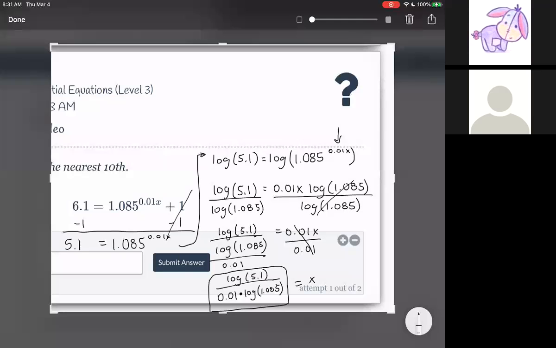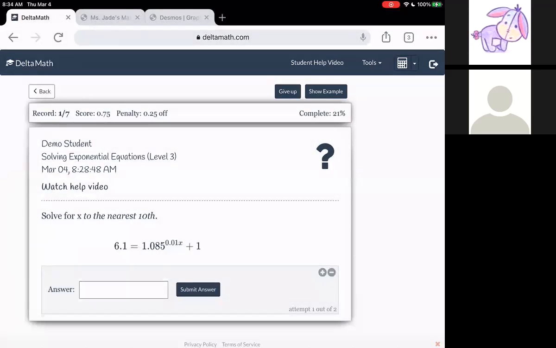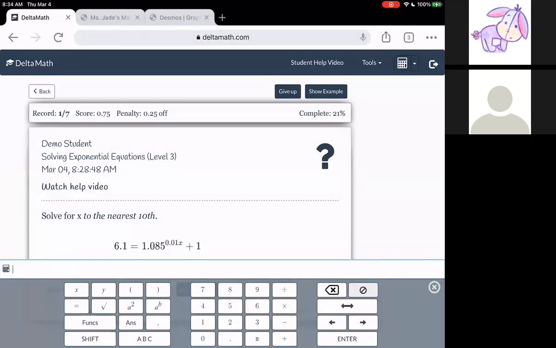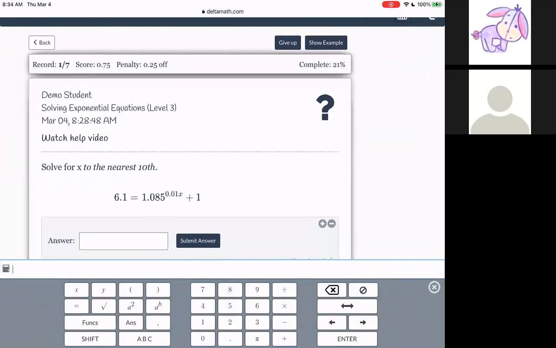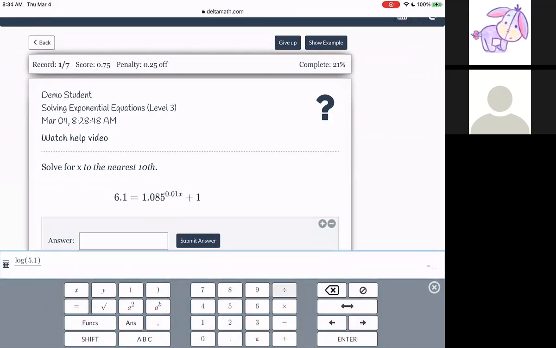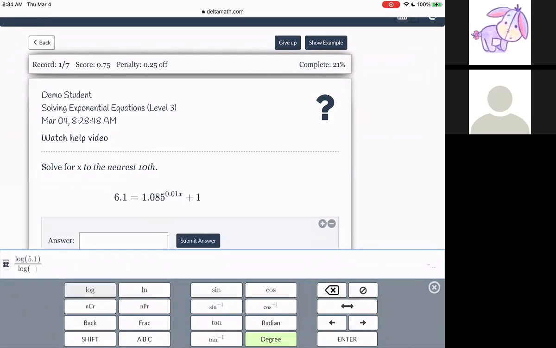But before I type it into the calculator, I will give you guys a chance to ask questions or finish writing. And then let me save this picture. And then this time I'll type it into the calculator, not into the other thing. Okay, log 5.1 divided by, before the log, 0.01 multiplied to log of 1.085.